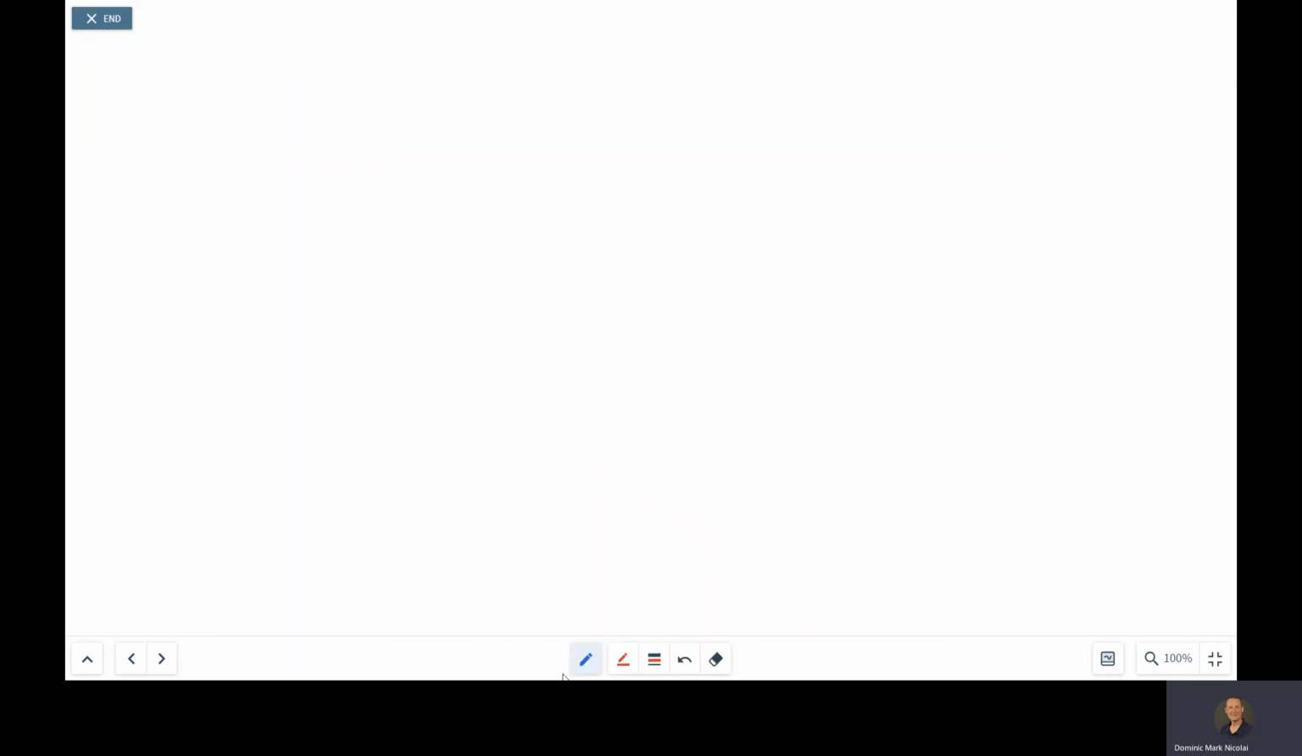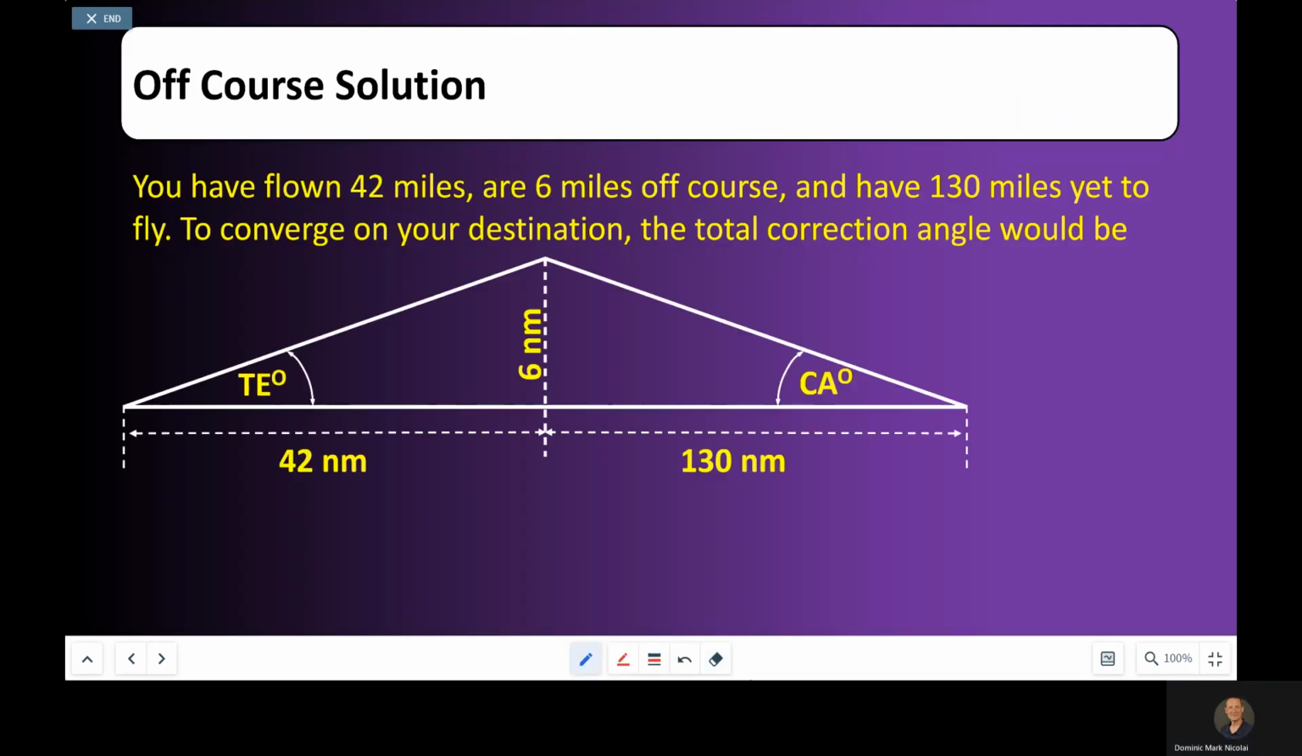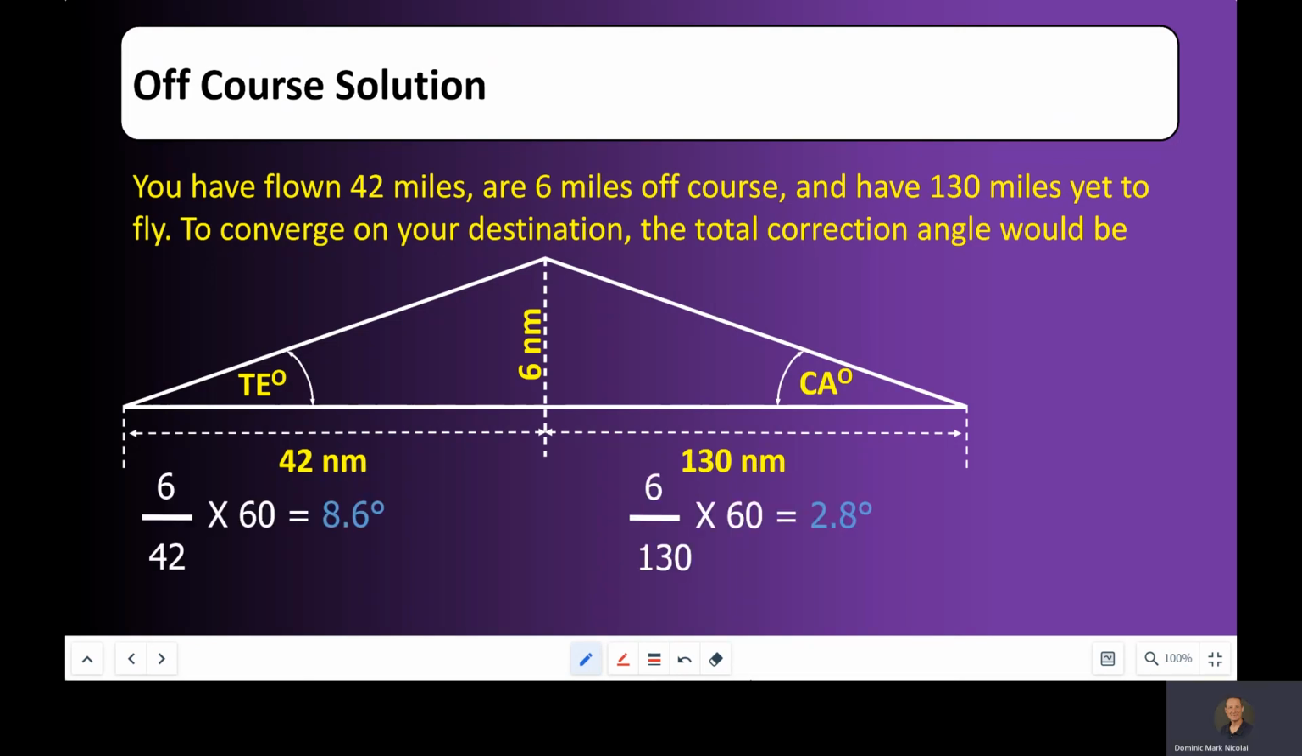Nicely done. All right, so just a quick review then. This is our setup problem. 6 miles off course over 42 miles flown, and then 6 miles off course divided by 130. This is how we get our sets of numbers in there. 11.4. So that's a typical FAA test question.